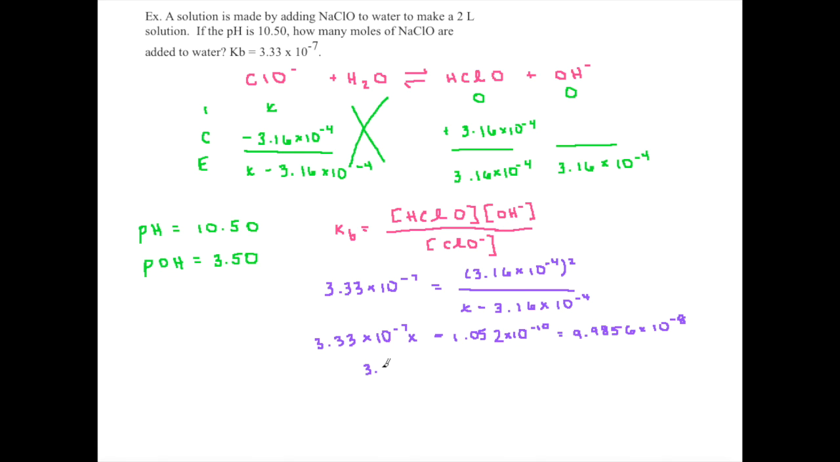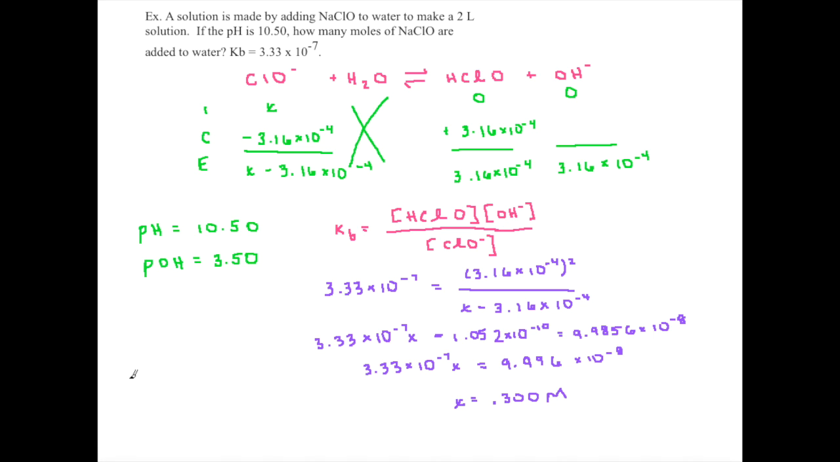Which gives me 3.33. I'm going to take this, I'm going to add 1.05 to both sides, and I get 9.996 times 10 to the negative 8th. And then I'm going to divide both sides by the 3.33 times 10 to the negative 7th. And I find that X equals 0.300 molar. So that's the concentration.